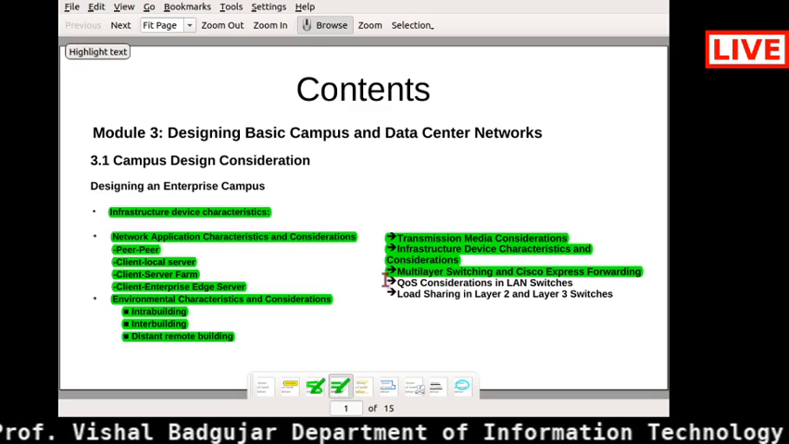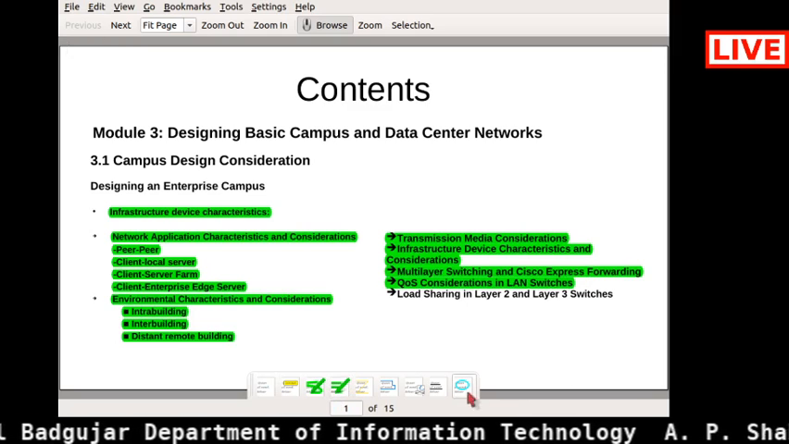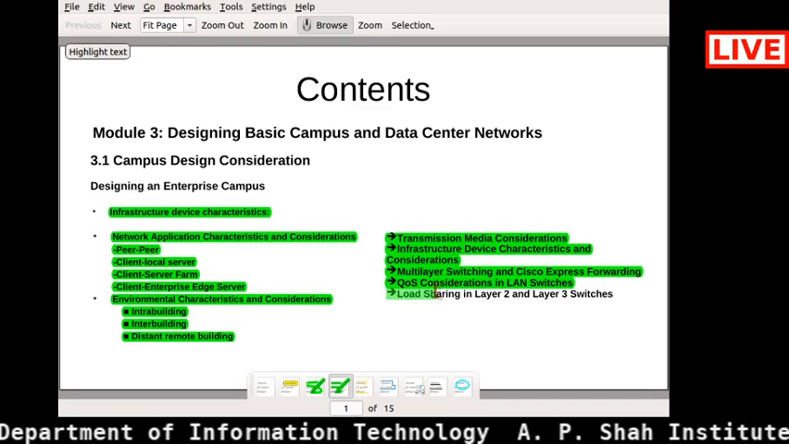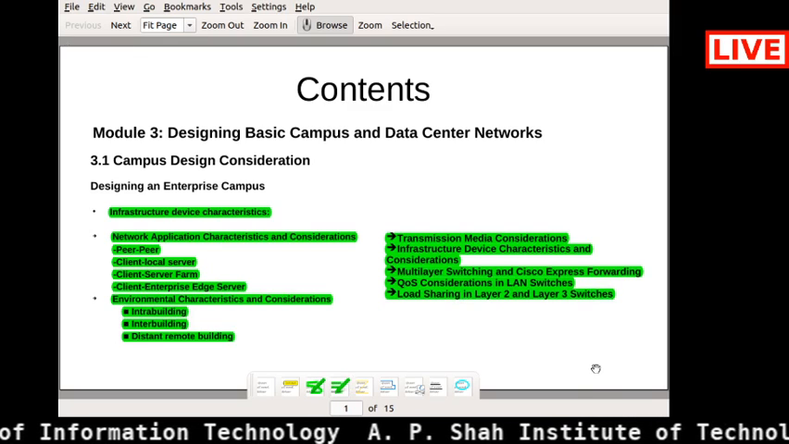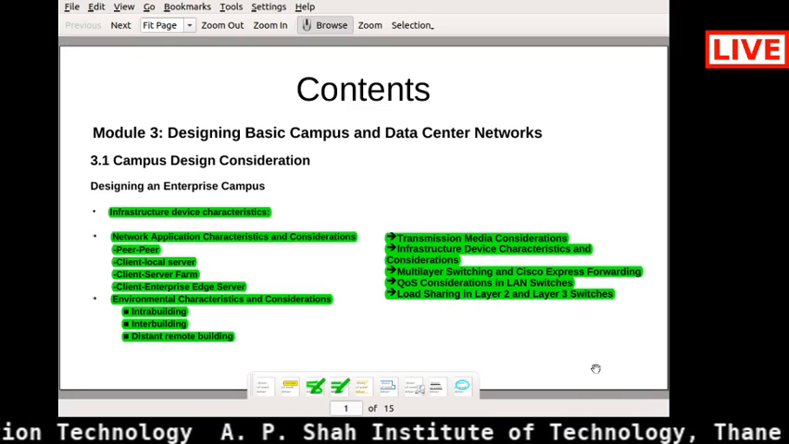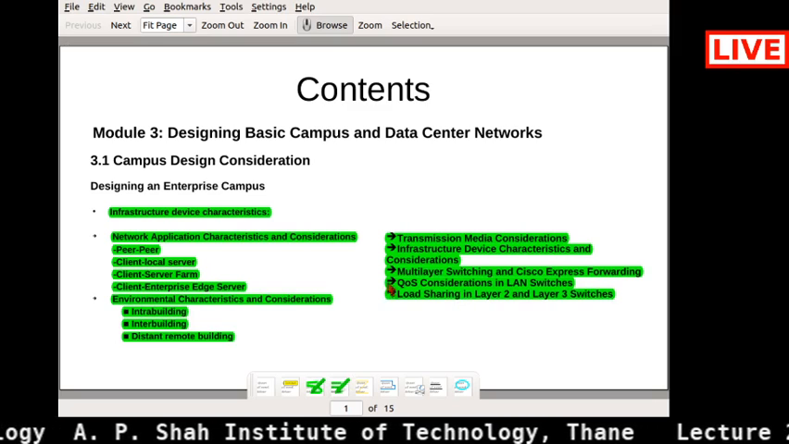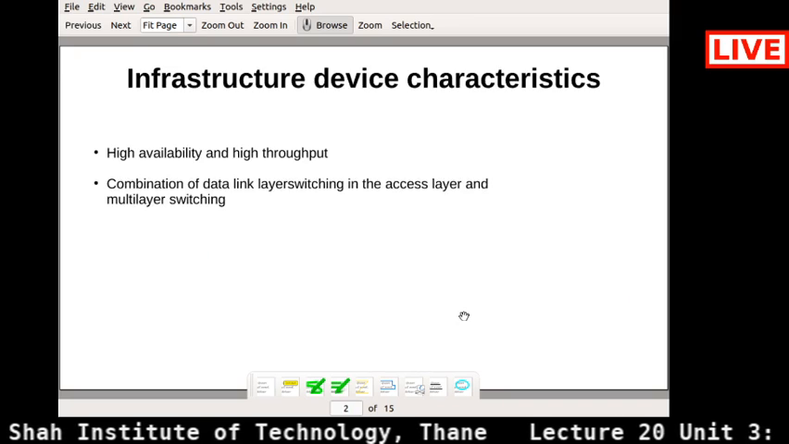Then we will see the QoS consideration in LAN switches and load sharing between the types of switches, that is, layer 2 and layer 3 switches. So we will start our lecture from this particular transmission media consideration.